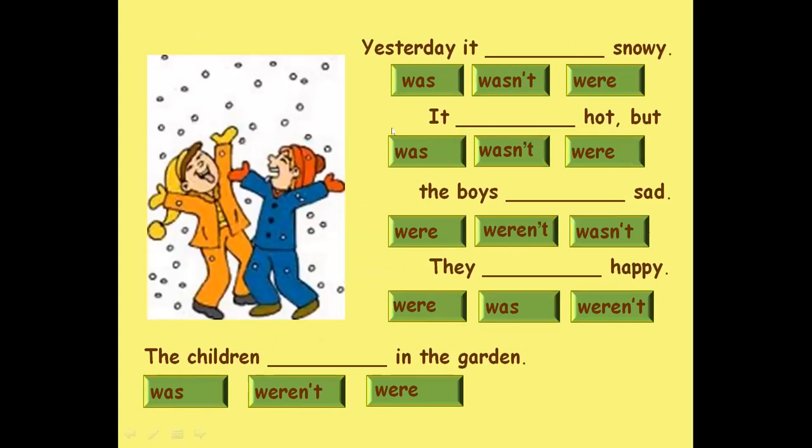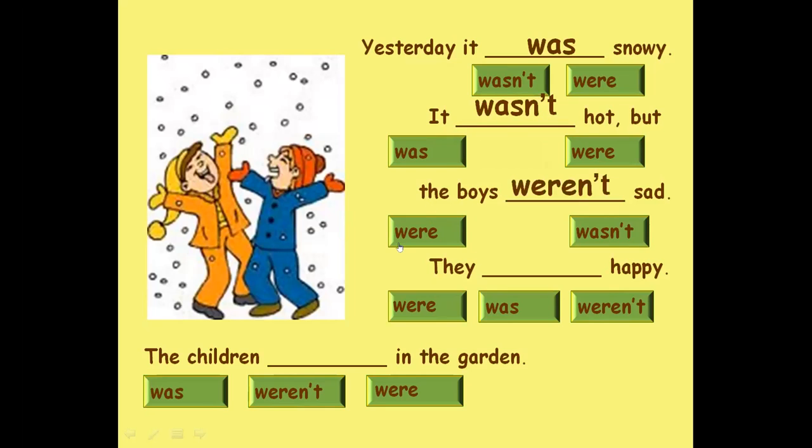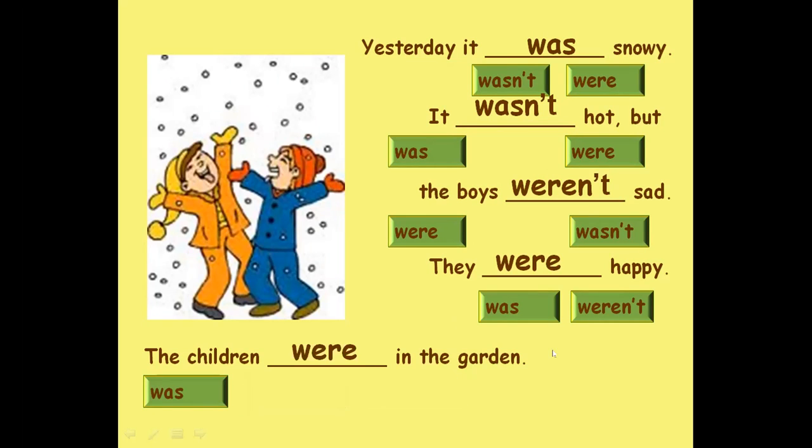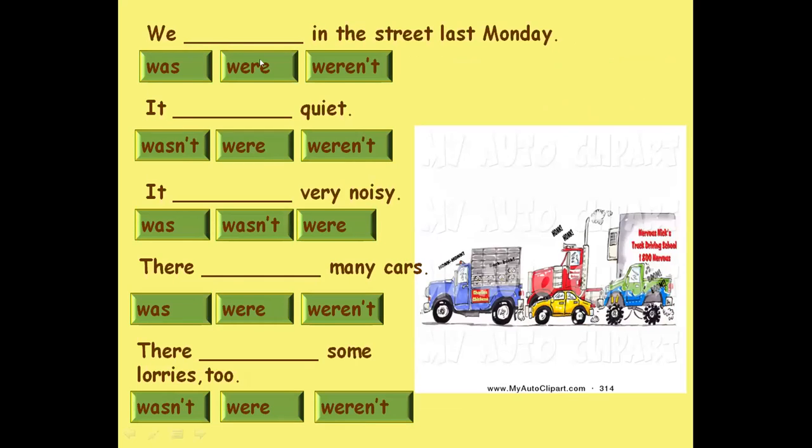Okay. Help us with this one. Yesterday, it was snowy. It wasn't hot, but the boys weren't sad. They were happy. Okay. The children were in the garden. Okay, and I think that we're going to finish with this one. We were in the street last Monday. Okay, so we were in the street last Monday.